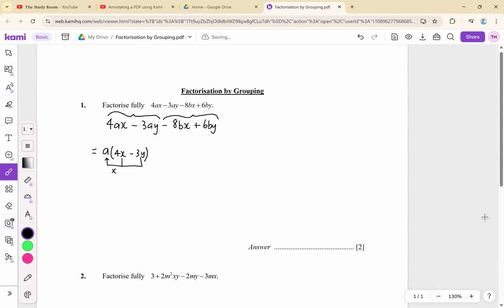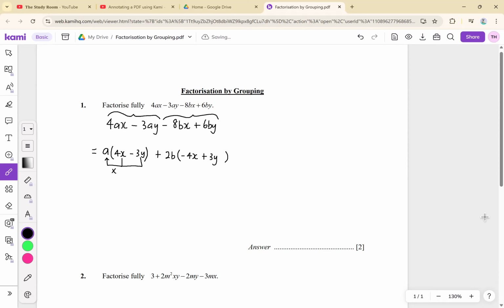Now let's focus on the second group of terms. We have 8 and 6, so we can actually take out a 2, and then we have a b. Let's take out 2b and see what happens. Let's take out positive 2b. Ask yourself the same question: what times positive 2b will give me negative 8bx? You should be able to tell that it's negative 4x. Then what times 2b will give me 6by? You should be able to tell that it's positive 3y.